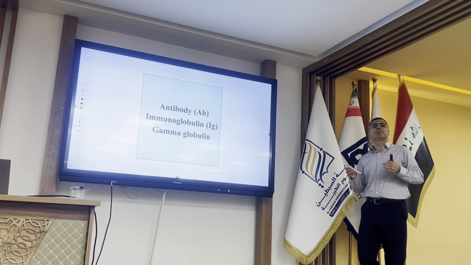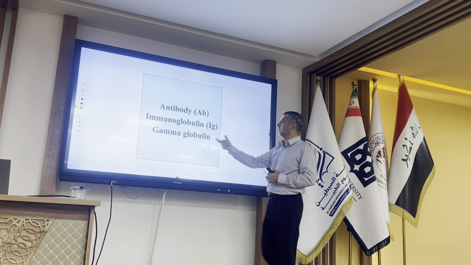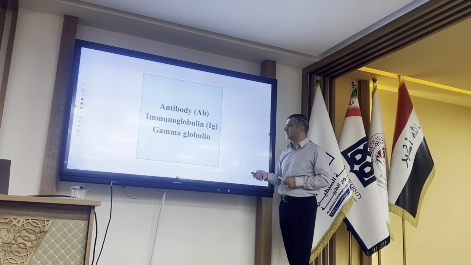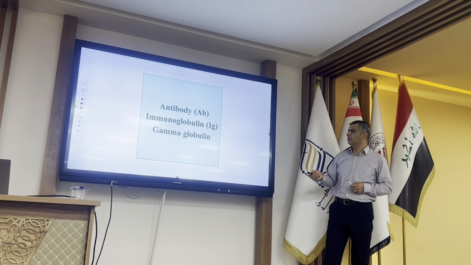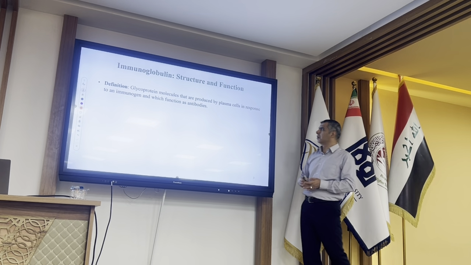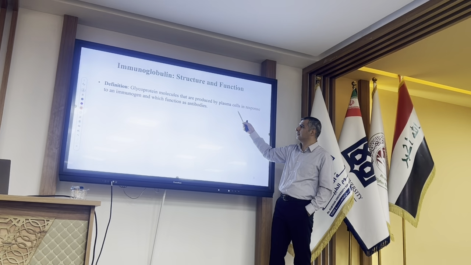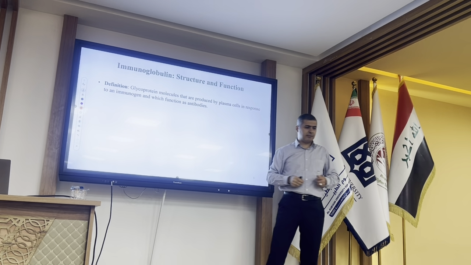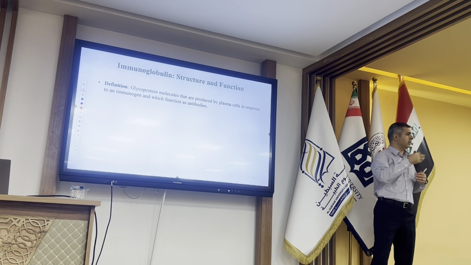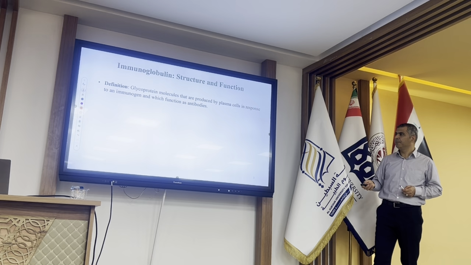Antibody is a glycoprotein, a globular glycoprotein. So it is called a globulin, immunoglobulin, and it is called gamma globulin as well. There are different names for antibody. They are glycoproteins that are mainly produced by plasma cells, and when they are bound to B cell, they are called BCR. When they are secreted by plasma cells, they are called antibody.